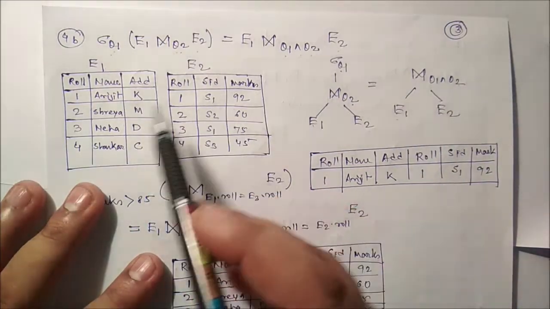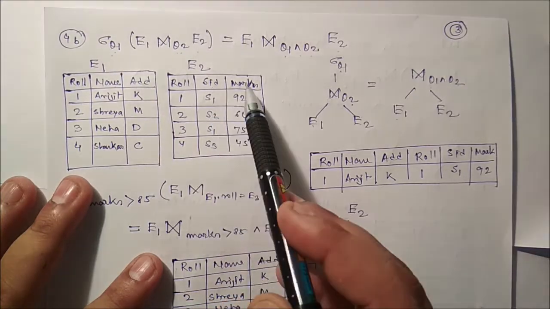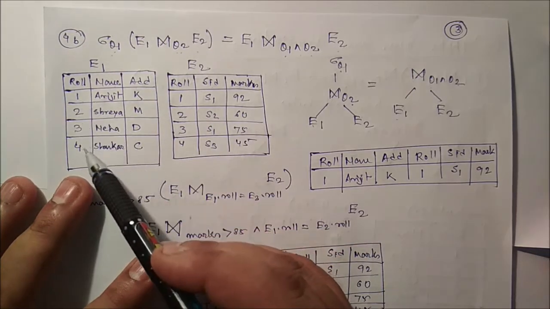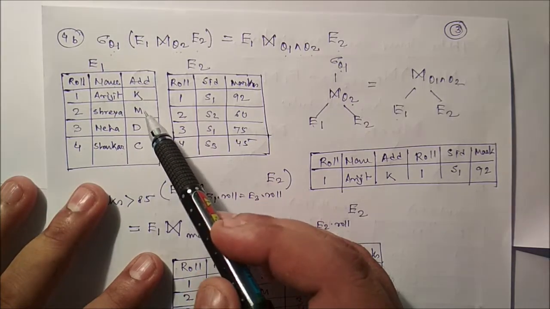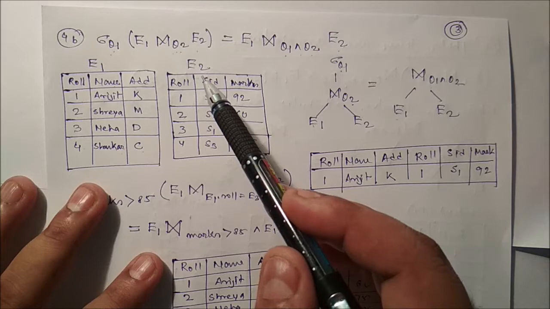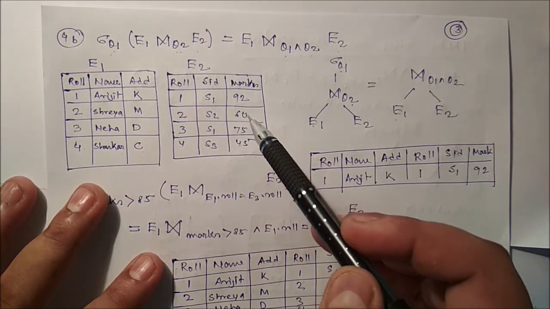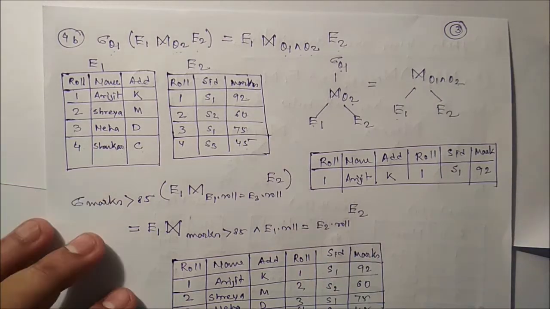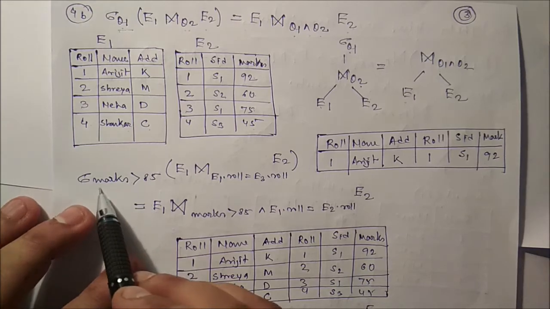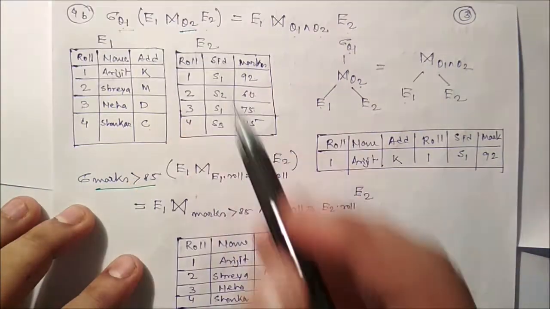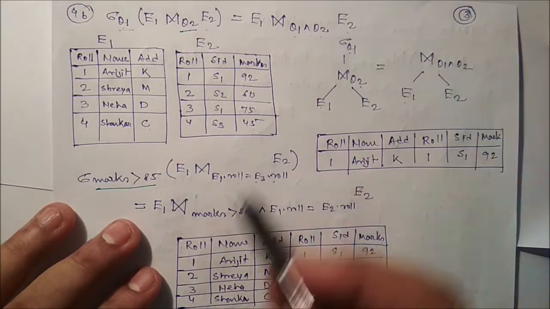So you can see these two tables, E1 and E2. In E1 roll number, name and address are there, and in E2 roll number, subject ID and marks are there. So roll numbers 1, 2, 3, 4, names Arijit, Shreya, Neha and Shankar, addresses Kolkata, Mumbai, Delhi and Chennai, and roll numbers 1, 2, 3, 4, subject IDs S1, S2, S1, S3, and marks 92, 60, 75 and 45. Now we can see, theta 1 condition is marks greater than 85, and theta 2 condition is E1 roll number is equal to E2 roll number. Here we have applied an equijoin and it is equivalent to this one.